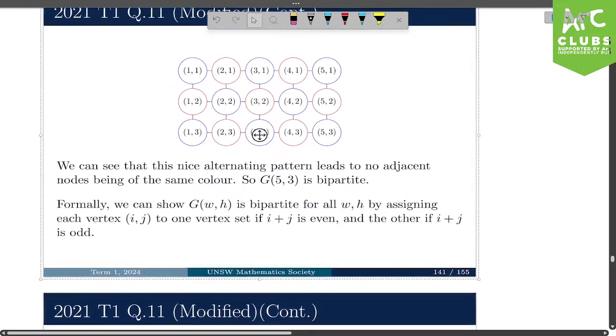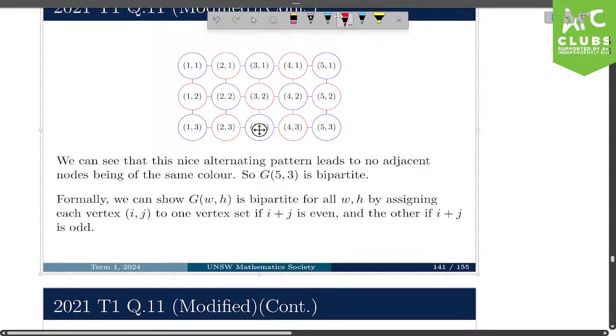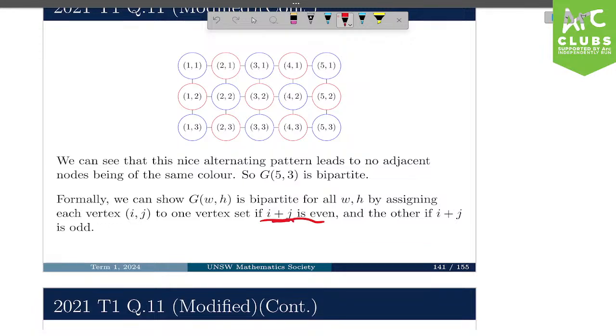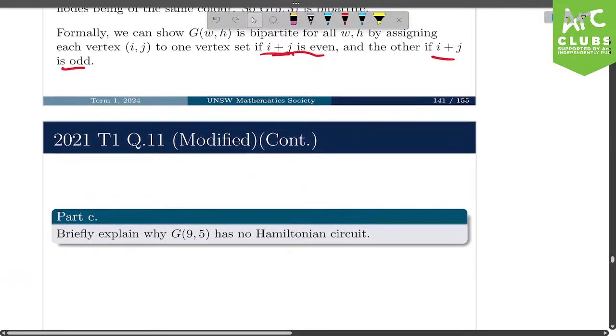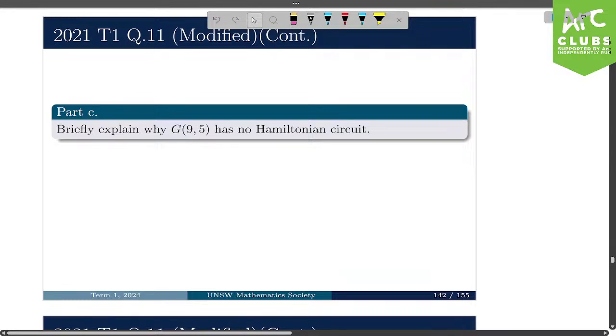To show this, you can see if you assign (i, j) where i plus j is even to one vertex set, and i plus j being odd to the other vertex set, you will never have i plus j odd and i plus j odd connect to each other. And you will never have i plus j even and i plus j even connect to each other. So that's one way you can go from a visual representation of this to a rigorous representation.